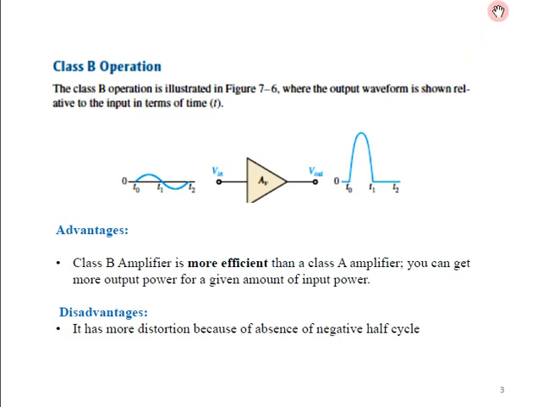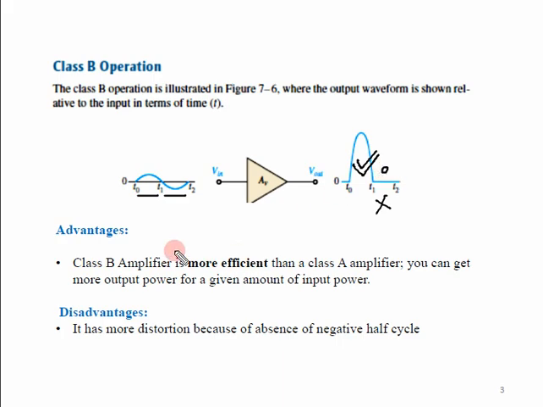You can see that for the time instants between t0 and t1, the amplifier operates, it conducts. This is the amplification of the amplifier at the output. But for the time duration between t1 and t2, there is no conduction. Conduction is basically equal to 0.